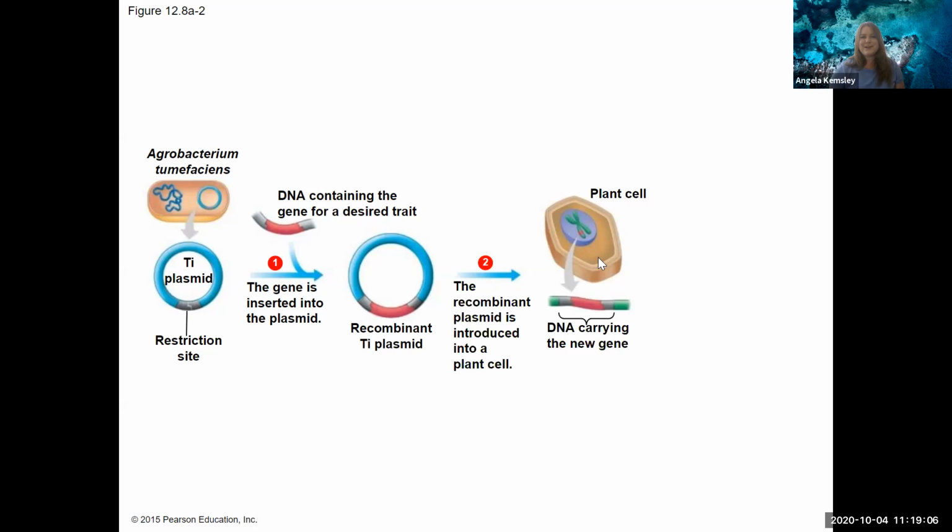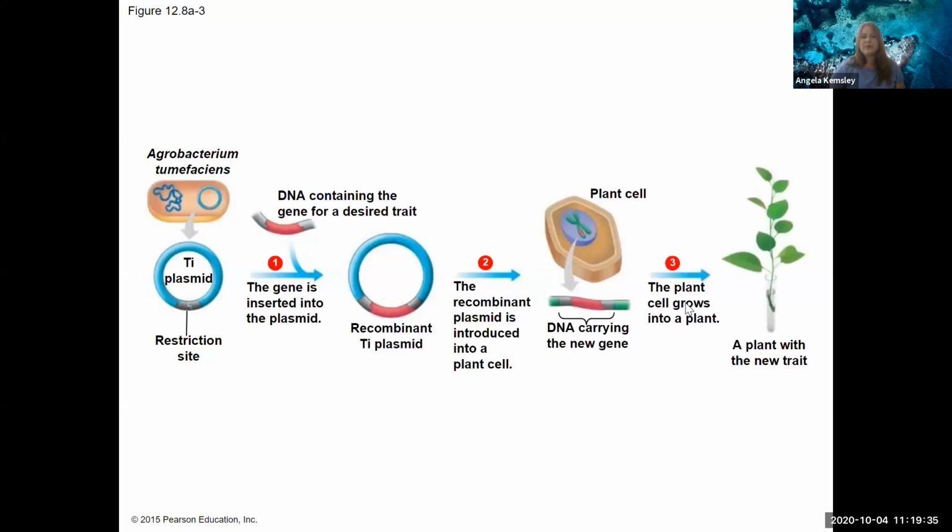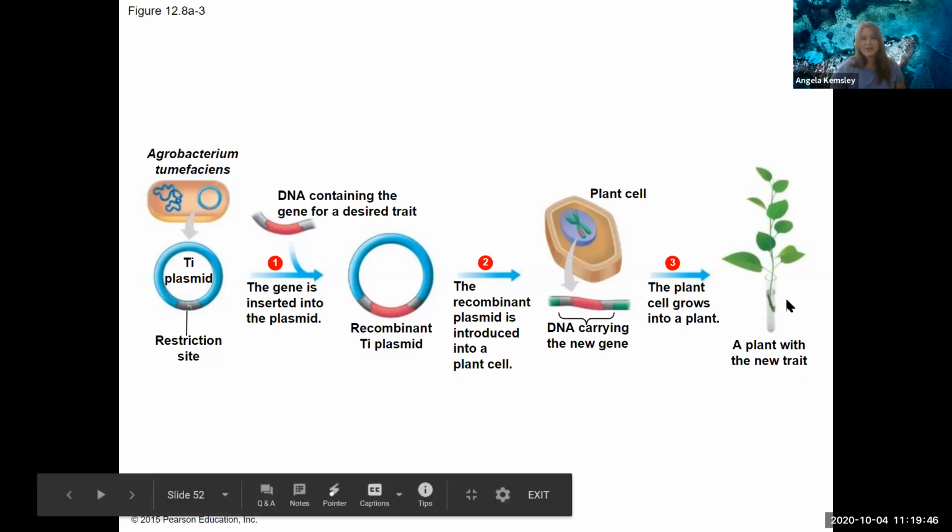So here's where it's a little bit different. We're now inserting it into a plant cell. So this desired trait could be something like drought tolerance, or resistance to pests, or resistance to some kind of disease. So we're then going to insert that recombinant plasmid into a plant cell. So now the plant cell is going to have that gene that codes for some type of drought tolerance or pest tolerance or something like that. And then the plant cell is going to reproduce and grow into a plant. And now we have a plant with that new trait. So it's fairly similar to what we were doing before, but now we're inserting it into a plant cell in order to get crops with the desired traits that we're looking for.